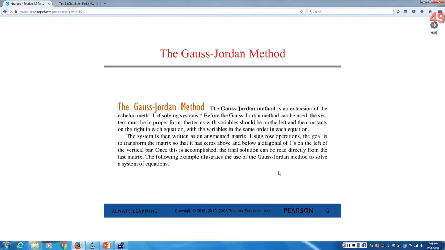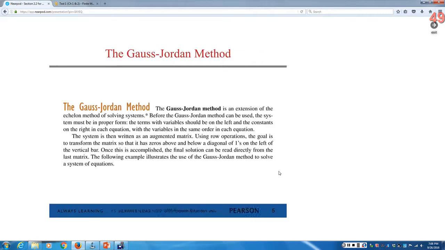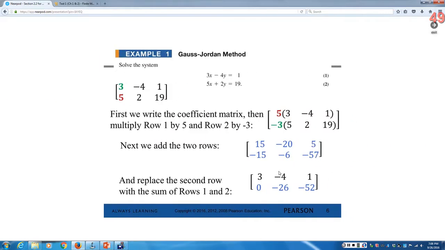What we want to do is take that matrix we just saw and turn it into a matrix where we have just ones along the diagonal. So this is a very step-by-step way of how to do it. We're wanting to solve this system.